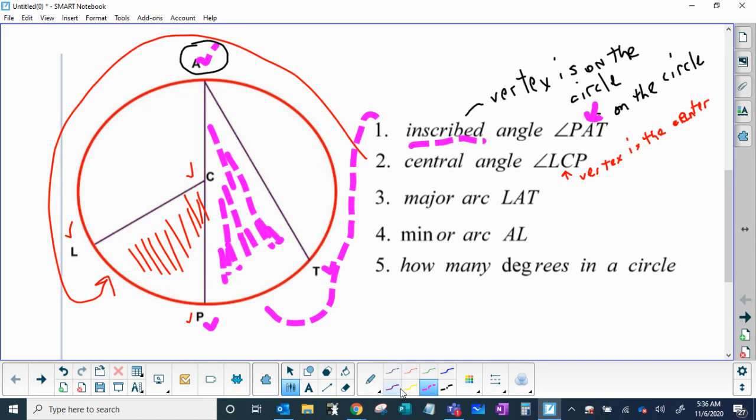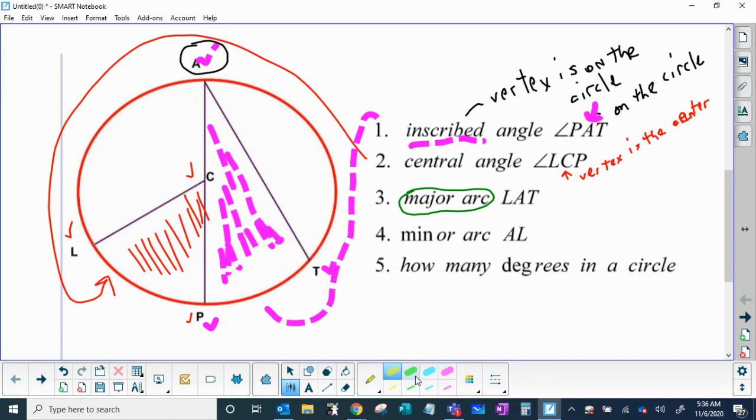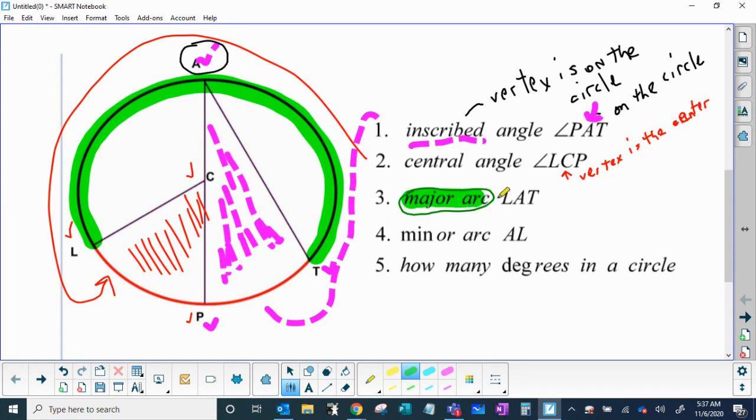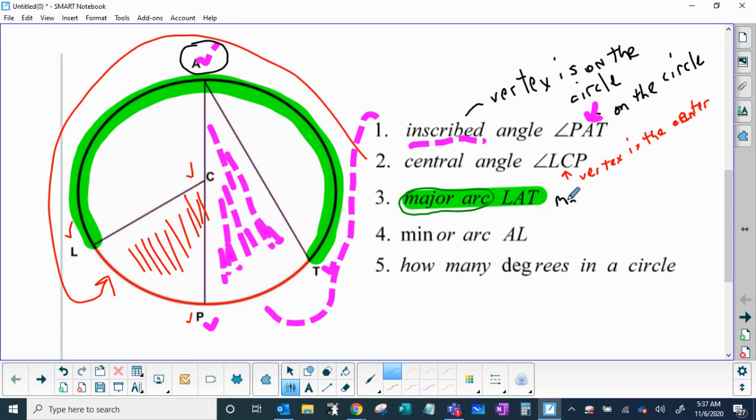All right. Now, major arc, minor arc. A major arc is the outside, L-A-T. I'm going to use green. I'm going to grab a highlighter, and we'll use green. L-A-T. Major arc because it's more than half. More than 180. More than 180. Okay?